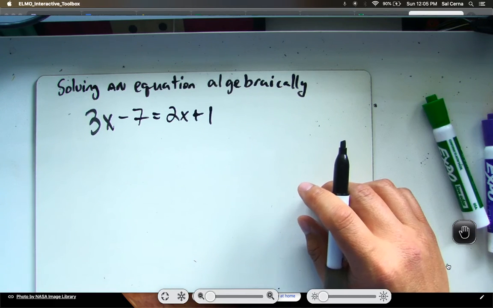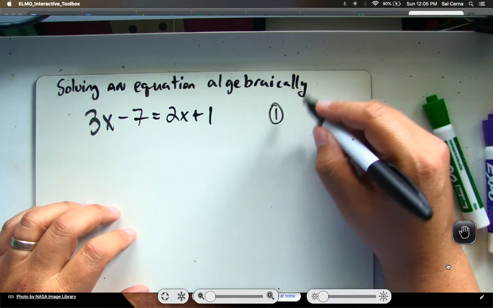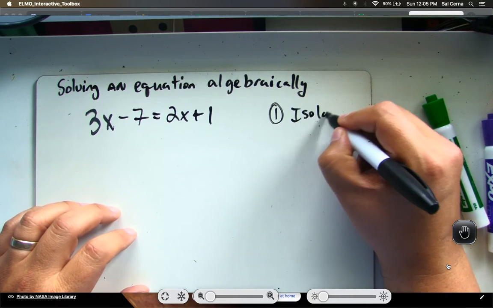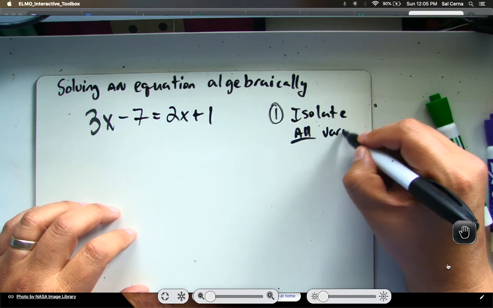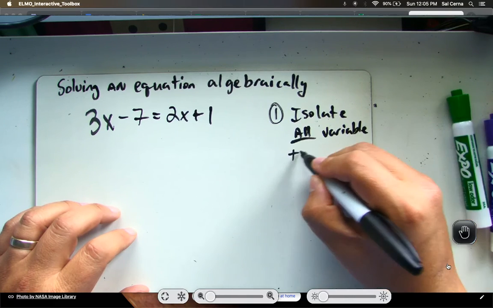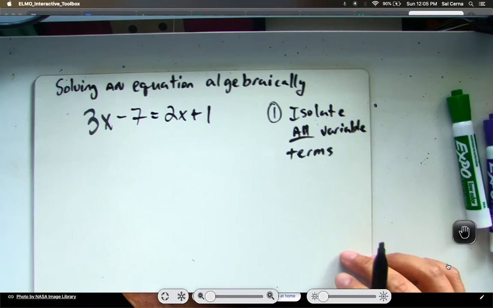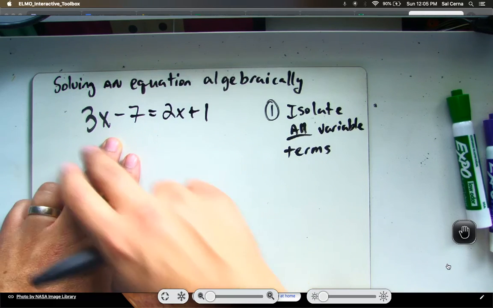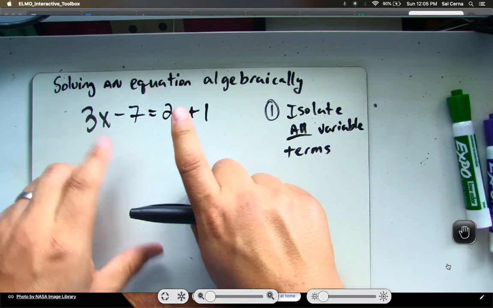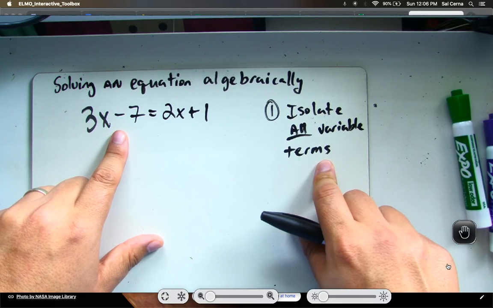So the first thing we're going to set up, step one, is isolate all variable terms. Okay, what does that mean? That means, well, if I look at this whole equation, I notice my variables are on both sides of the equation. So that's my objective right here.